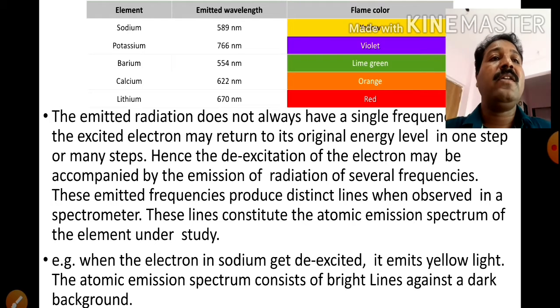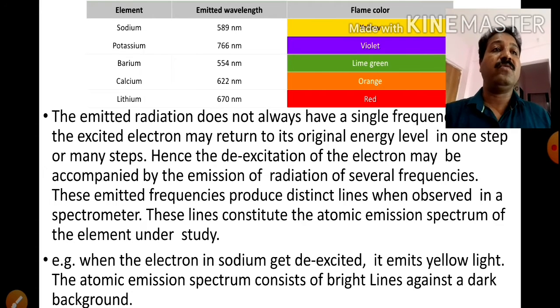There are certain alkali and alkaline earth metals which impart color to the flame. That is, from the color of the flame we can identify which element is present. Sodium gives yellow color to the flame, potassium gives violet color, barium gives lime green color, calcium gives orange color, while lithium gives red color and strontium gives crimson red color to the flame. The atomic emission spectrum consists of bright lines against a dark background.